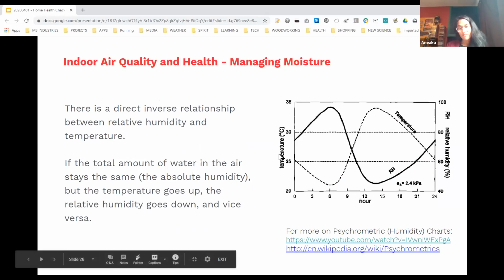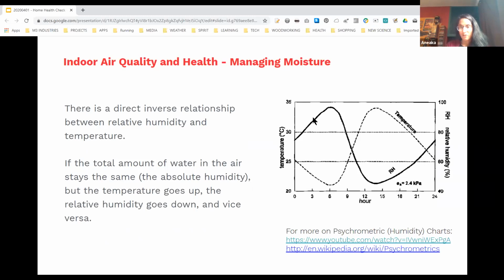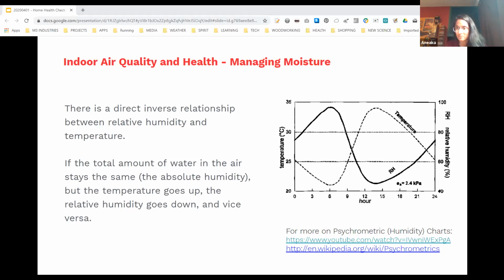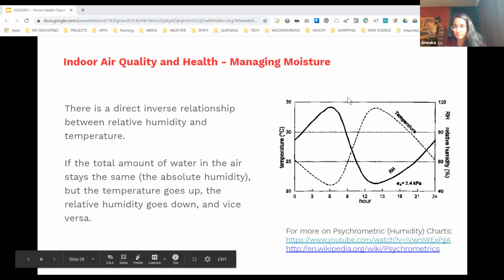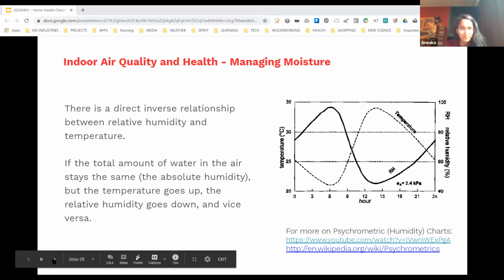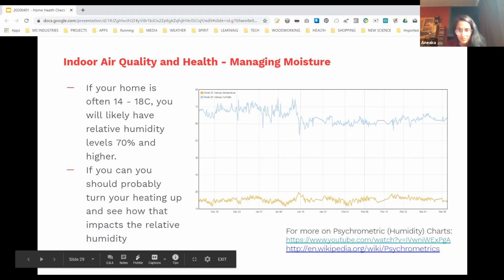So this shows that there's an inverse relationship between temperature and relative humidity. So air that's very warm will be drier and air that's very cold will be wetter. So again, are there any questions? Sometimes this can be slightly hard to understand. Okay, no questions. Actually, just one second.